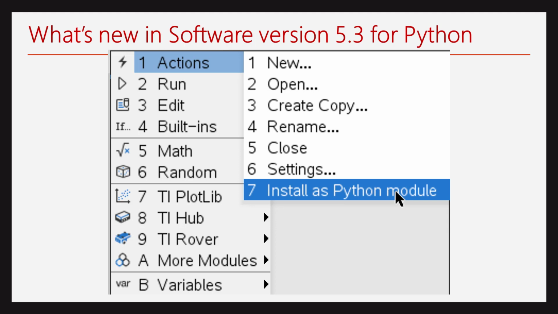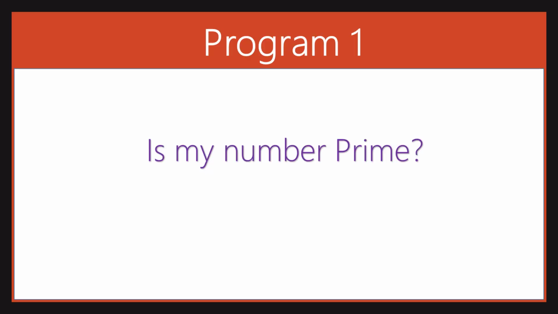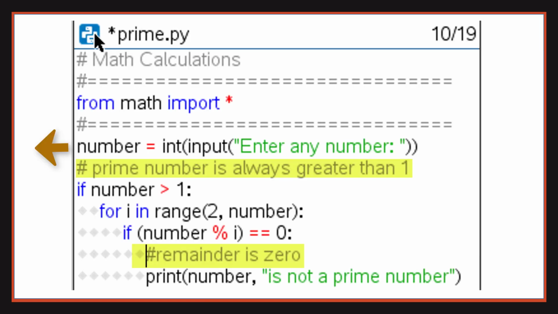Okay, let's go and write our first program. I'm going to write a very simple program. So we're going to test whether a number is prime or not. And for us to run this program, the very first thing is there has to be a number that we have to ask the user to input.